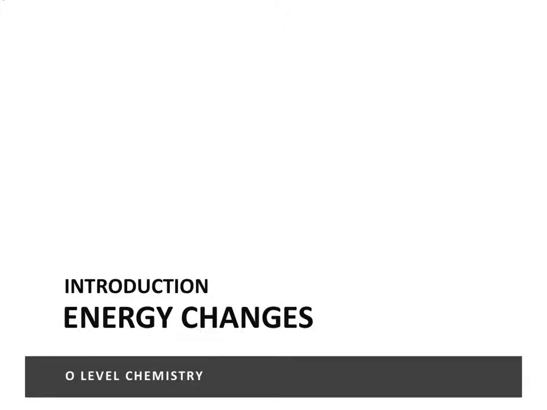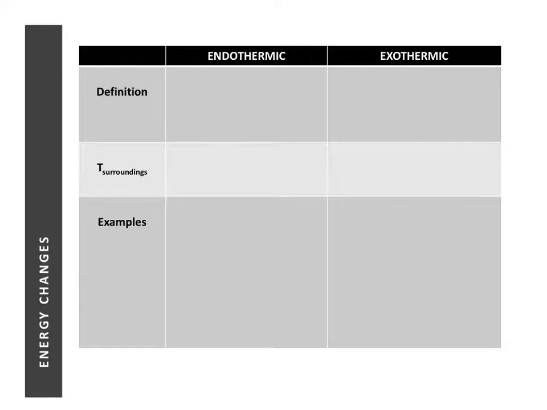In this chapter, we're going to learn about energy changes, and the whole topic of energy changes revolves around two words. The two words are endothermic and exothermic. So for a start, we need to first define what endothermic means and what exothermic means.